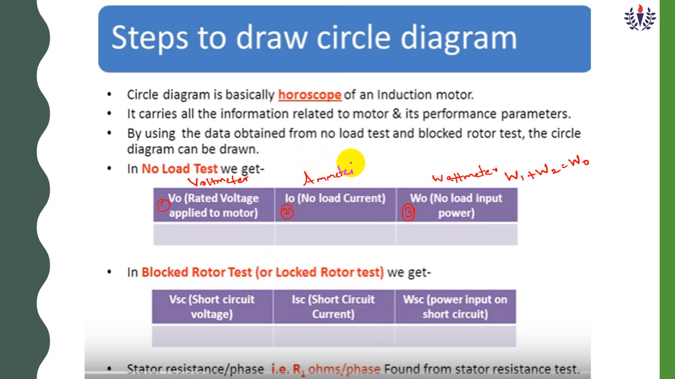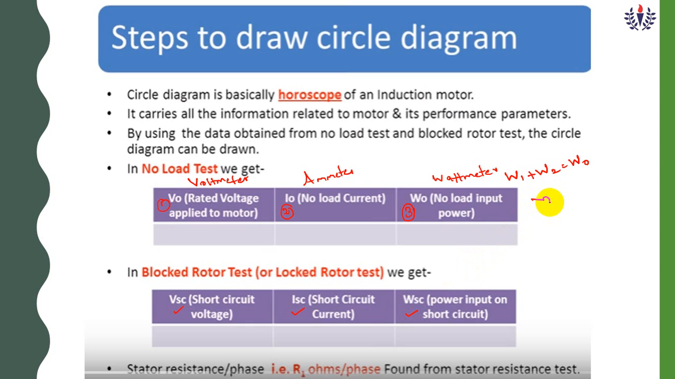Like this, in the blocked rotor test, instead of V naught we take the short circuit quantities, because we lock the rotor. The rotor is not running, so the machine is at standstill. At that time we have to measure VSC, ISC, the short circuit current, and WSC.